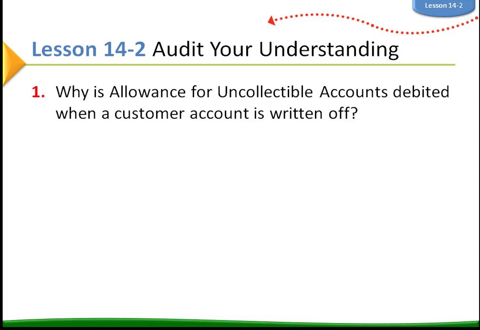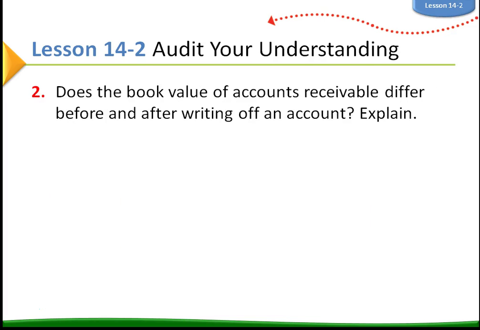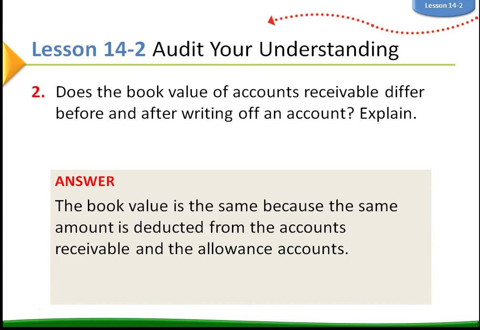Why is allowance for uncollectible accounts debited when a customer account is written off? Because the balance of the customer account is an actual uncollectible amount and no longer an estimate of an uncollectible amount. Does the book value of accounts receivable differ before and after writing off an account? No. It's the same because the same amount is deducted from the accounts receivable and the allowance accounts.